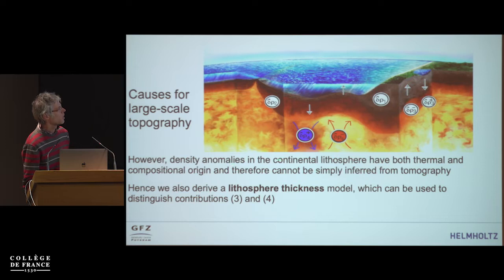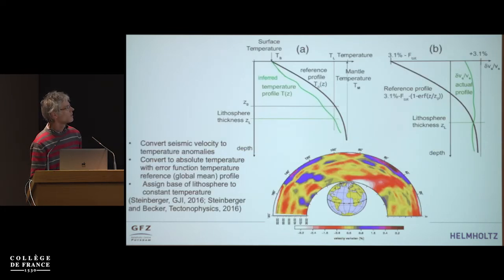However, density anomalies in the continental lithosphere have both thermal and compositional origin, and therefore we cannot simply scale them in order to infer dynamic topography. So that's also something which Steve Grant yesterday already talked about. So we need to derive also a lithosphere thickness model which we can use to distinguish between the contributions from the lithosphere and the mantle underneath, and then treat the lithosphere differently, where we don't simply scale from seismic tomography.